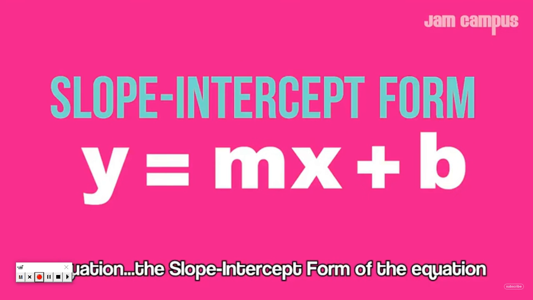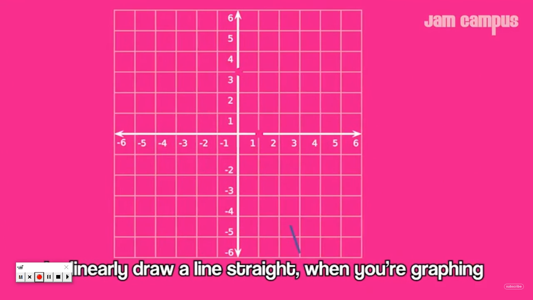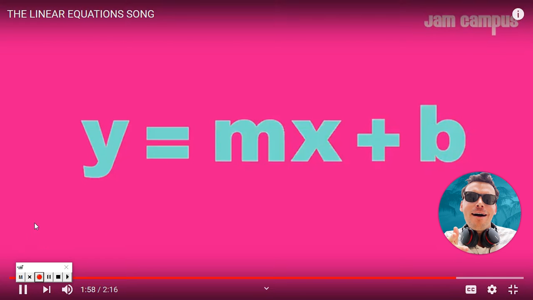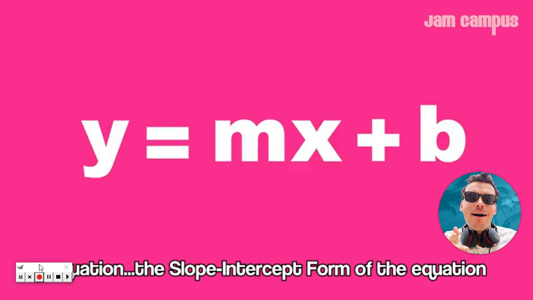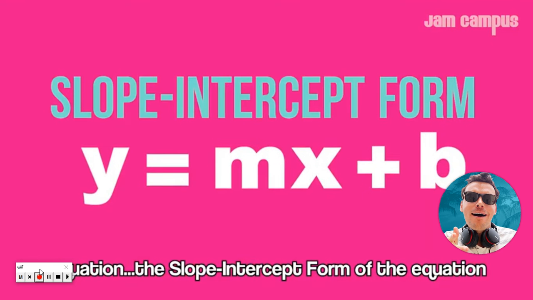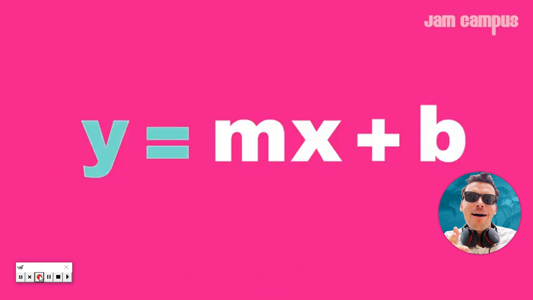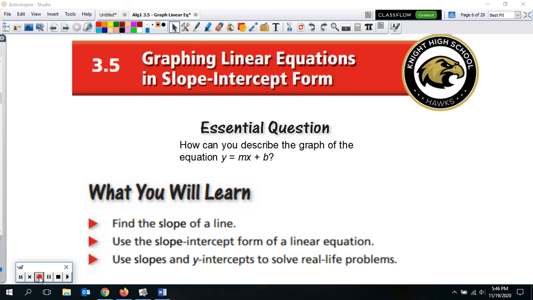Slope intercept form of equation. To linearly draw a line straight when you're graphing y equals mx plus b.